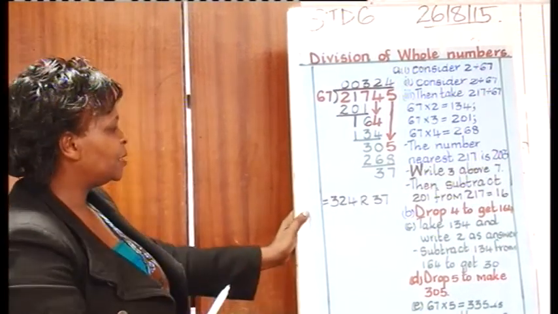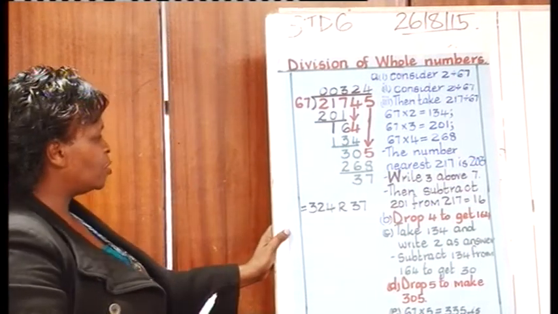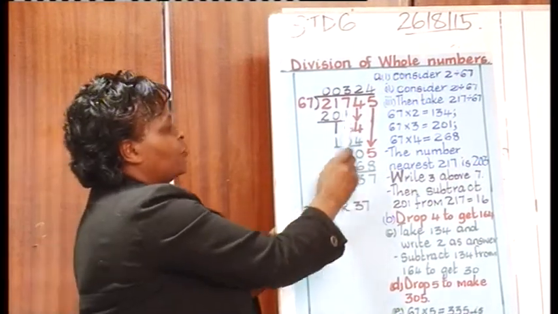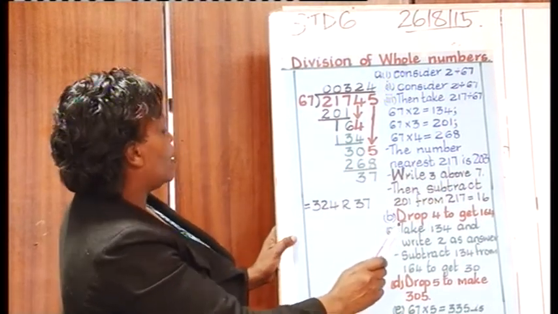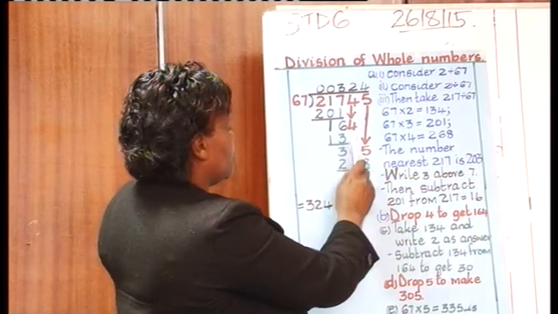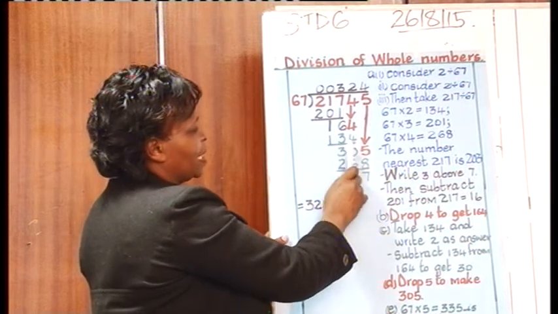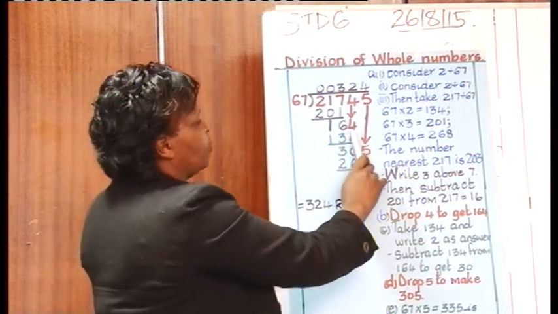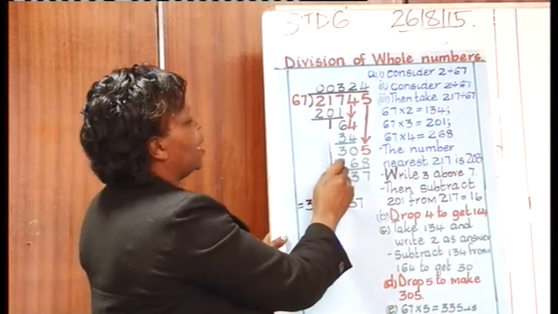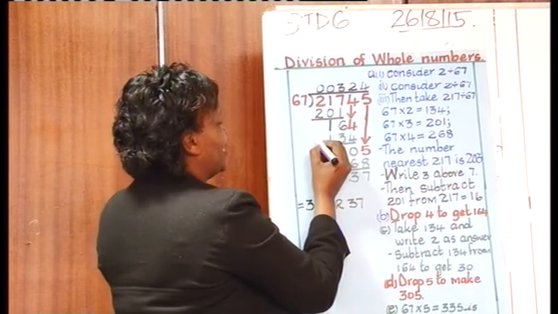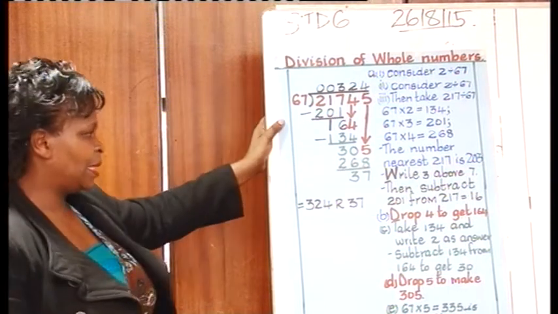Our next step will be to drop the 4. When I drop 4, I'll get 164. 164 will go 2 times, because 2 times 67 is 134. So I write our 2 on top of 4, and then I write 134 and I take away, just like I took away 201 from 217.